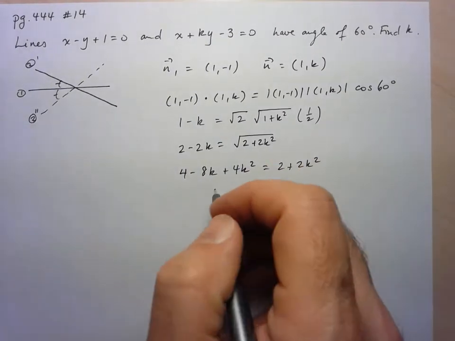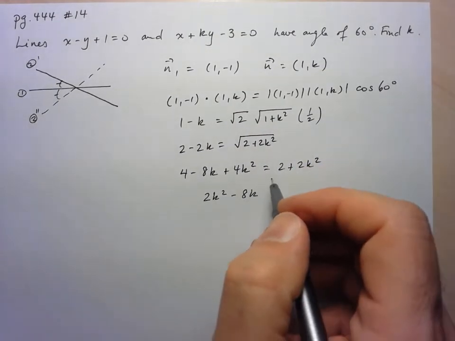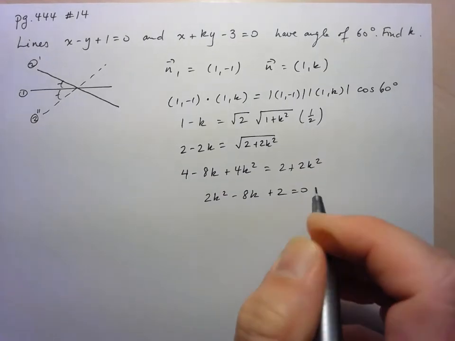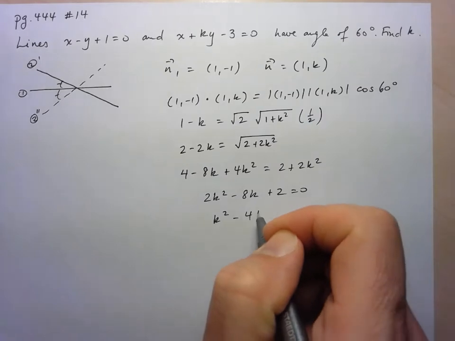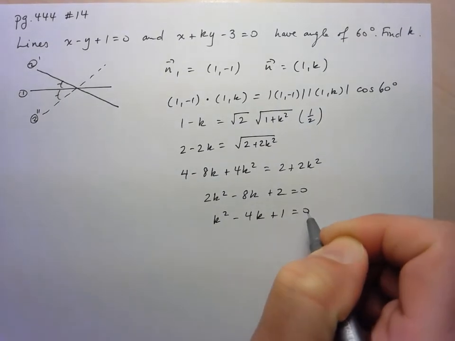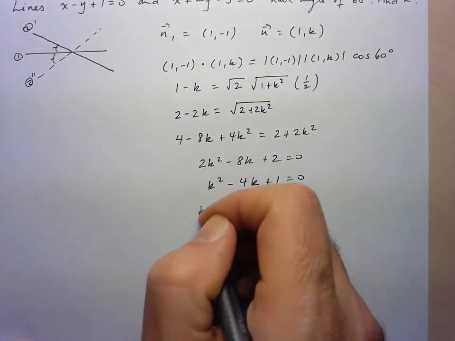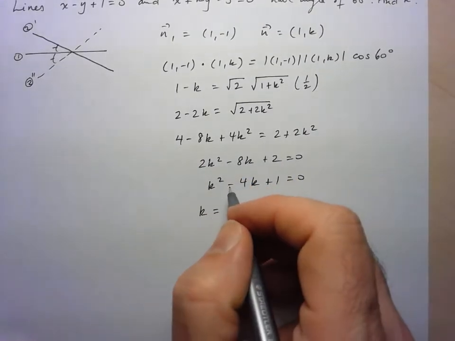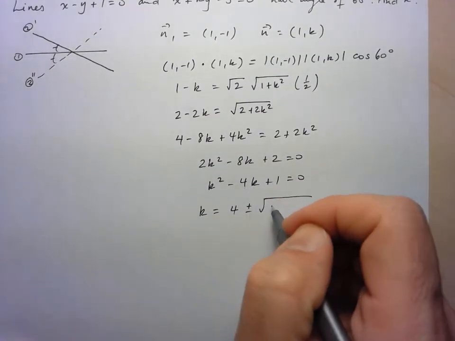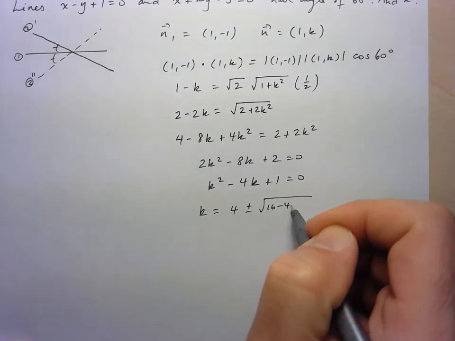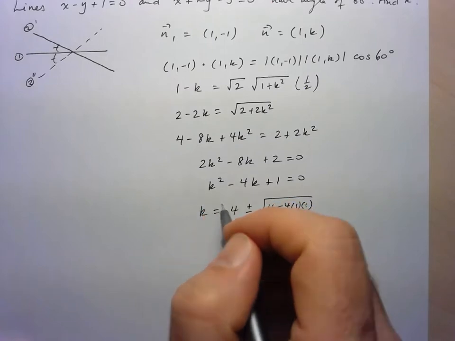So bring everything to the right: 2k squared minus 8k, and here 4 minus 2 is 2, equals 0. I'll simplify that by dividing both sides by 2, so k squared minus 4k plus 1 equals 0, and that's clearly not going to be factorable. So just use the quadratic formula. k is equal to negative negative 4, so 4, plus or minus the square root of negative 4 squared, which is 16, minus 4 times 1 times 1, all over 2 times 1.